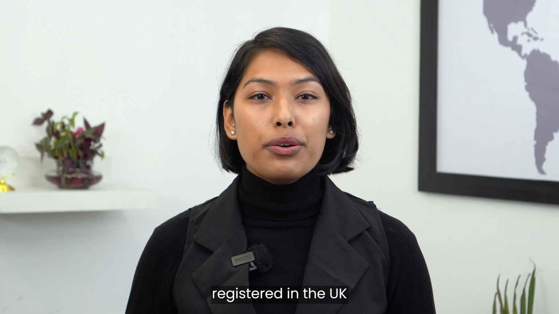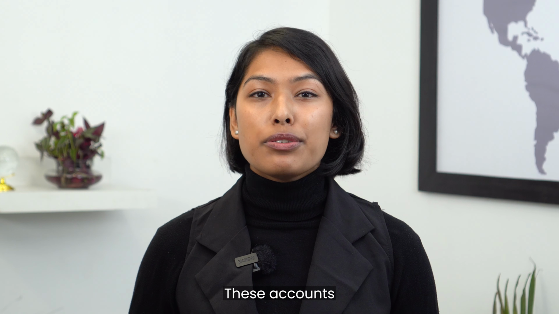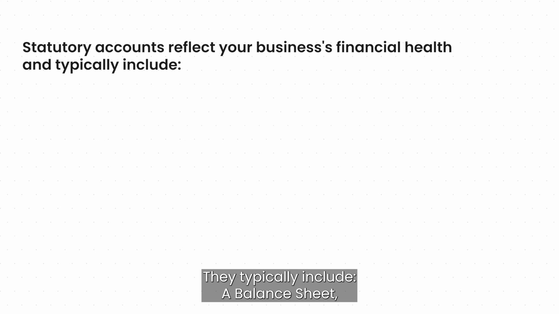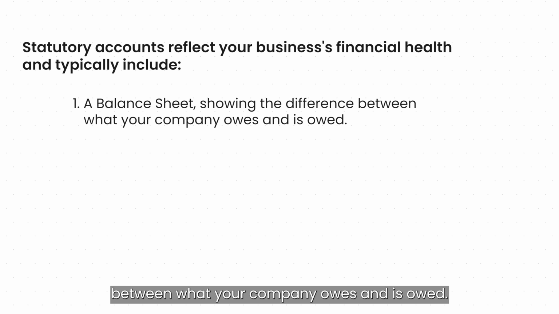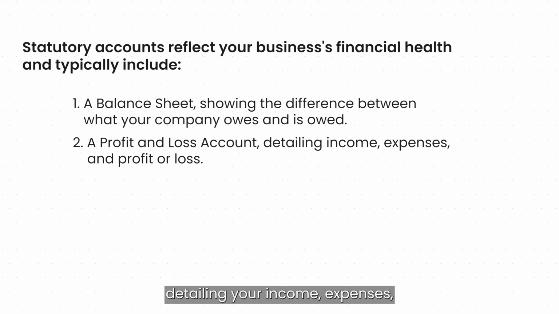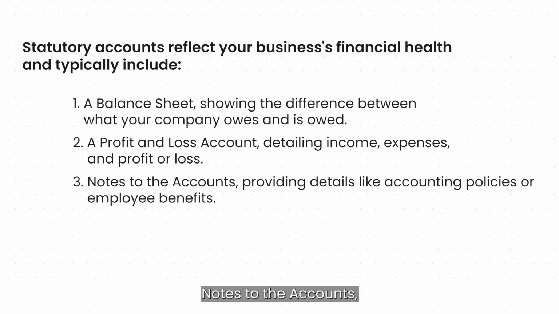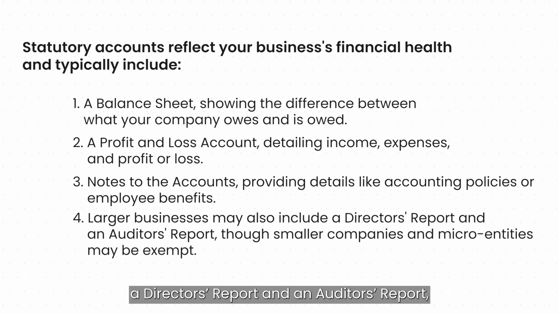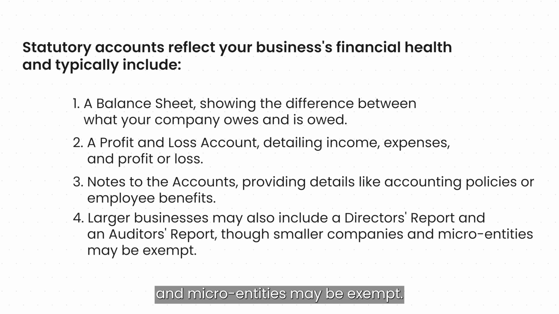All companies registered in the UK must prepare annual accounts for Companies House and a tax return to HMRC every year. These accounts, often called statutory accounts, are designed to show the financial health of your business. They typically include a balance sheet showing the difference between what your company owes and is owed, a profit and loss account detailing income and expenses and whether you have made a profit or a loss, and notes to accounts, which provide additional details like accounting policies or employee benefit plans. For larger businesses, there might also be a director's report and an auditor's report. But smaller companies and micro-entities may be exempt.